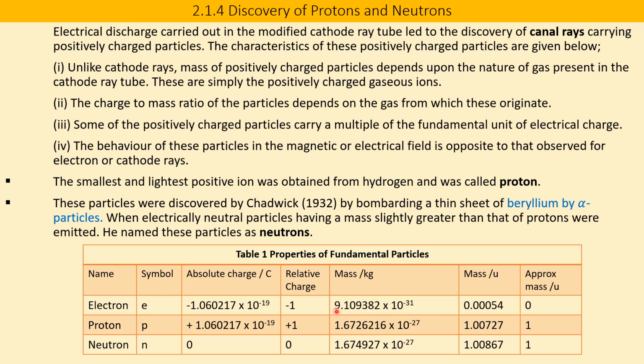Their mass in kg: the electron is the lightest of all, and its value is 9.109382 × 10^-31, whereas the mass in kg of the proton and neutron is nearly equal, of the order of 1.6726216 × 10^-27, which is the same for the neutron also. Mass in u is 0.00054 in the case of the electron, 1.00727 in the case of the proton, and the neutron has a mass of 1.00867 u. The approximate mass in u is 0, 1 and 1 respectively for the electron, proton and neutron.